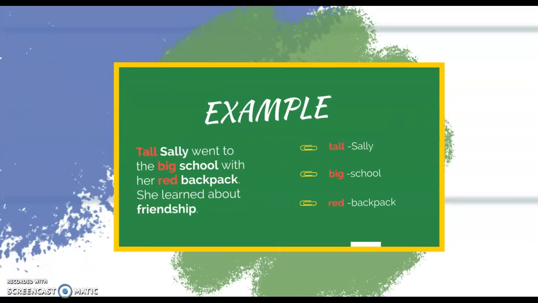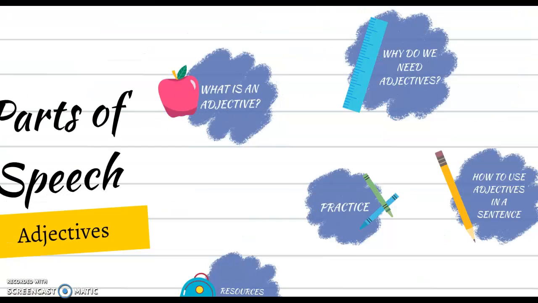Now that we understand nouns and pronouns, let's see how adjectives are used to describe them. Using the same example, we can add words that are descriptors for the nouns, like tall for Sally, big for school, and red for backpack. The adjectives in the sentence, tall Sally went to the big school with her red backpack, would be tall, big, and red because they are helping to describe and give more details to the nouns.